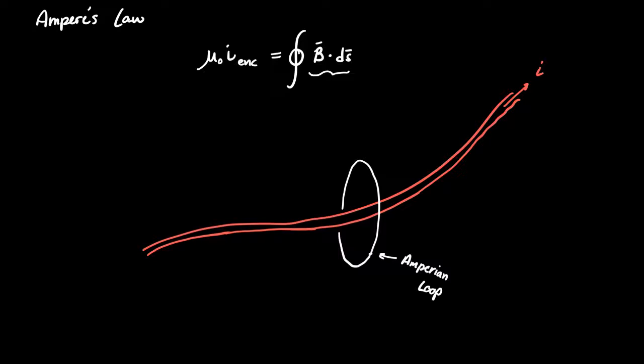This is a dot product, and it is an important dot product. It states that the only contributions to this sum are contributions of the magnetic field in the direction of your loop.